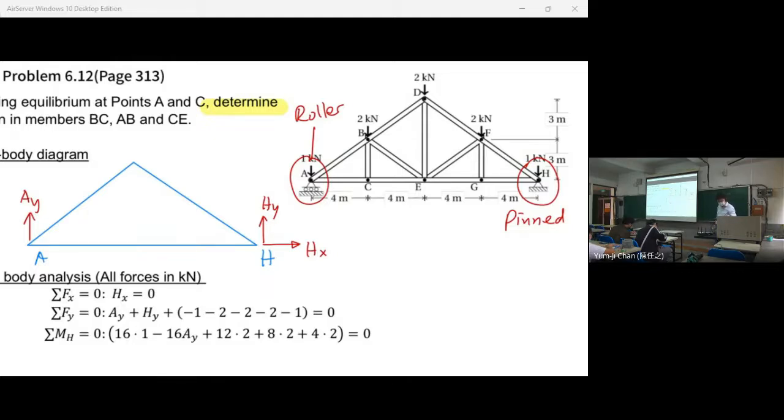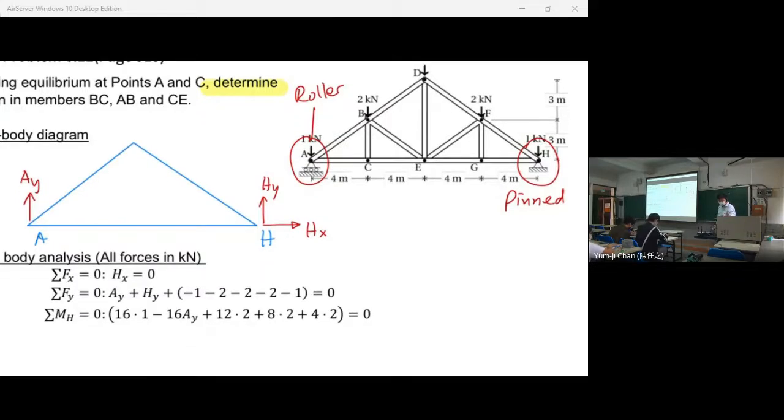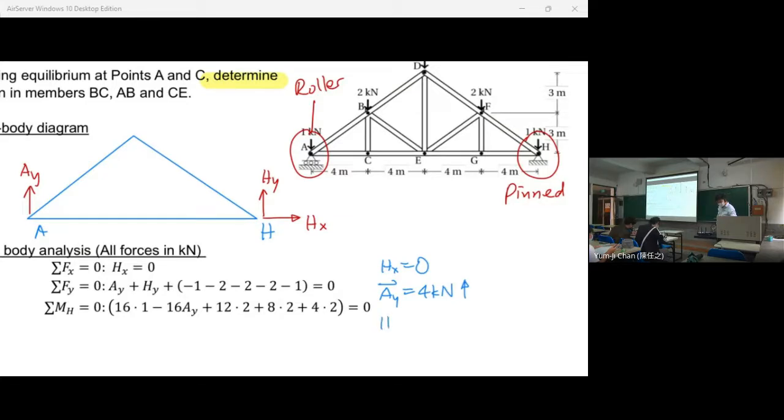For rigid body analysis, we consider the equilibrium of the whole structure. So we will get HX equal to 0. AY is 4 kilonewton going up, and HY is 4 kilonewton going up.